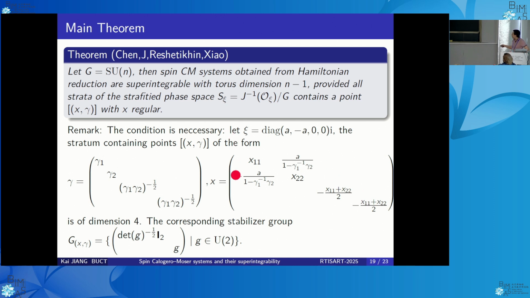For example, here this X has a double eigenvalue. It means that this X is irregular. If this X is irregular, we may have some lower dimensional torus here. Okay, next part we will give a very concrete example for SU3.